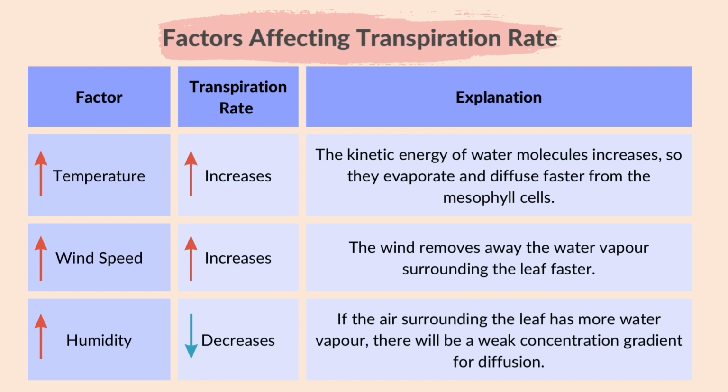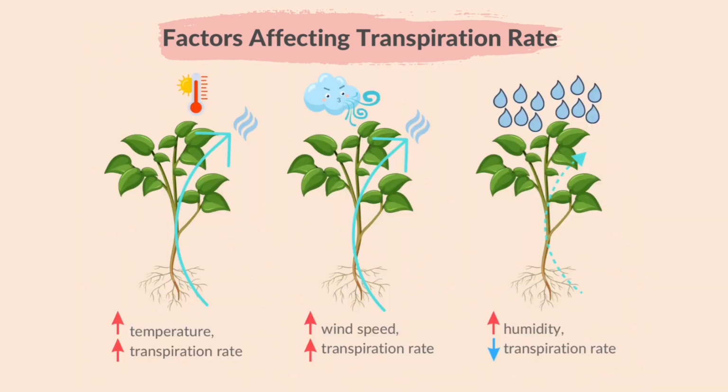However, when humidity is increased, the rate of transpiration decreases because if the air surrounding the leaf has more water vapor, there will be a weak concentration gradient for diffusion to take place. So as you can see, increased temperature and wind speed increases the transpiration rate, while increased humidity decreases the transpiration rate.